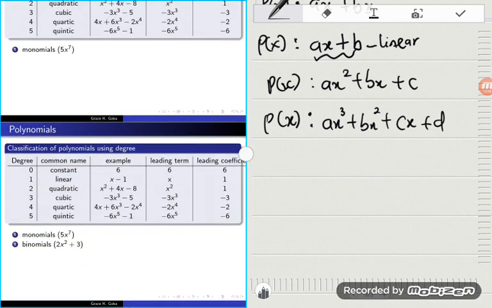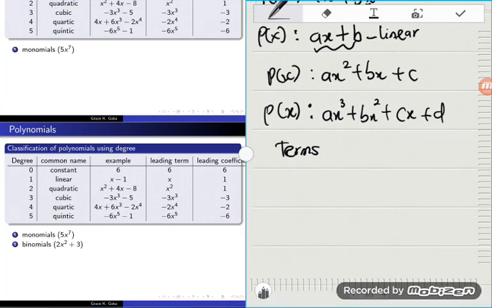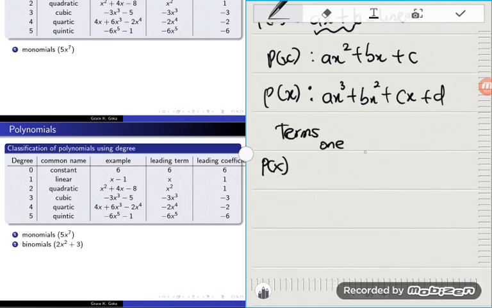Now, another way of giving a name to a polynomial is counting the number of terms in the polynomial. When we started, we said polynomial means many terms. And so if I have an expression that has only one term, then such a polynomial will be called, one means mono, term is nomial. So monomial will be a polynomial of one term. An example is x to the power 8.